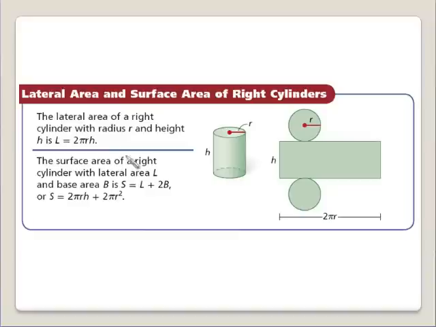Okay, so let's go ahead and look at the formulas. The lateral area of a right cylinder with radius r and height h is L equals 2 times pi times your radius times the height. The surface area of a right cylinder with lateral area L and base area B, notice uppercase L, uppercase B, is L plus 2 times B. But remember, L is equal to 2 pi r h, okay? Plus, this time we're adding 2 times, notice pi r squared, that's the area of the circles.